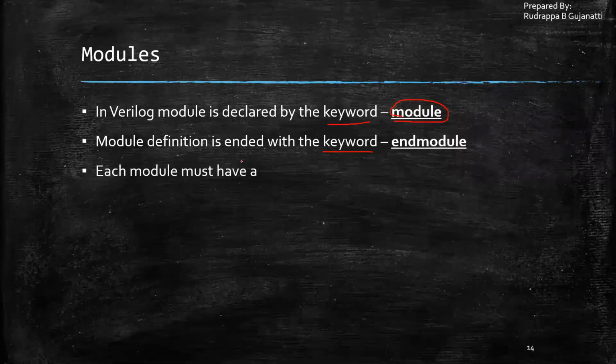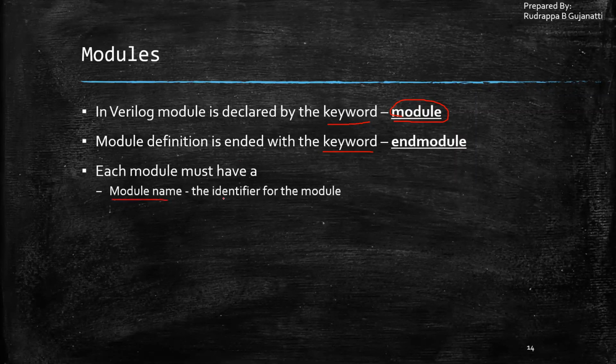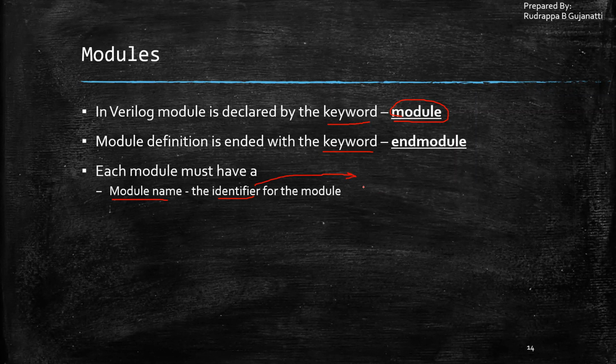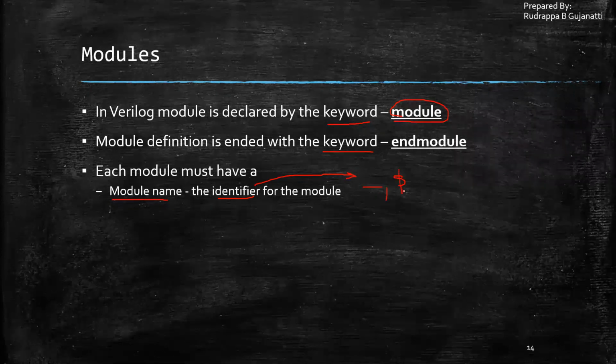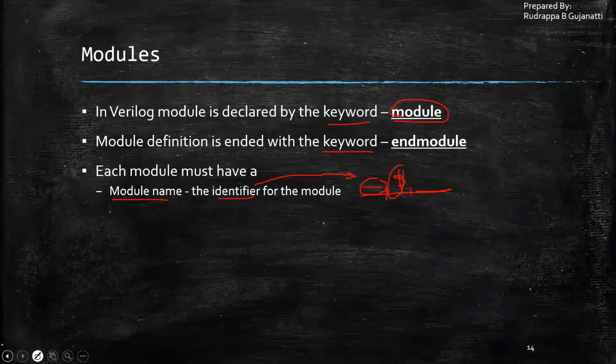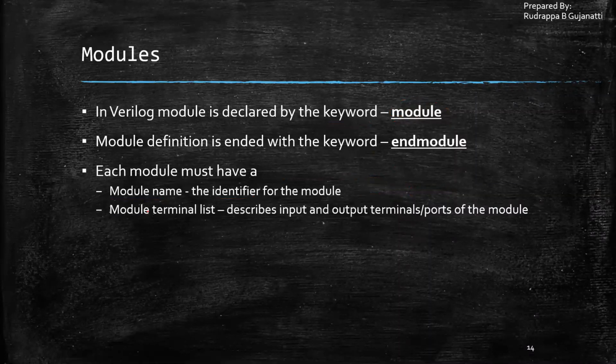Then each module should have what? It should have a name, which will be used as an identifier. So you should choose the identifier carefully, with some rules specified. You can use underscore, dollar, and alphabets, I guess. These are the three things we can use. The first character can be an underscore or an alphabet. It cannot be a dollar or any other symbol as the first letter of the identifier. The rest can be any combination. So all this we had discussed.